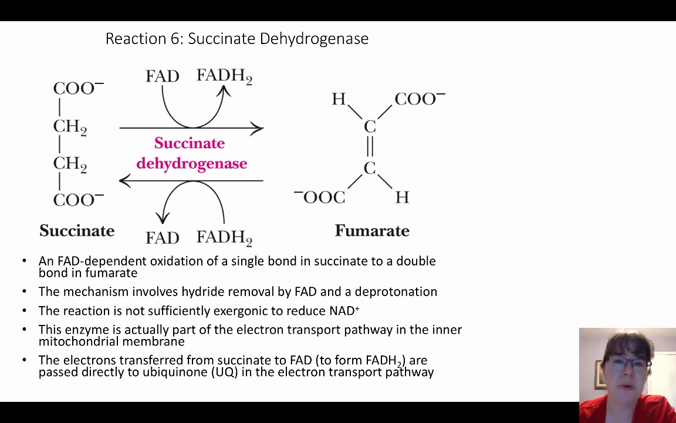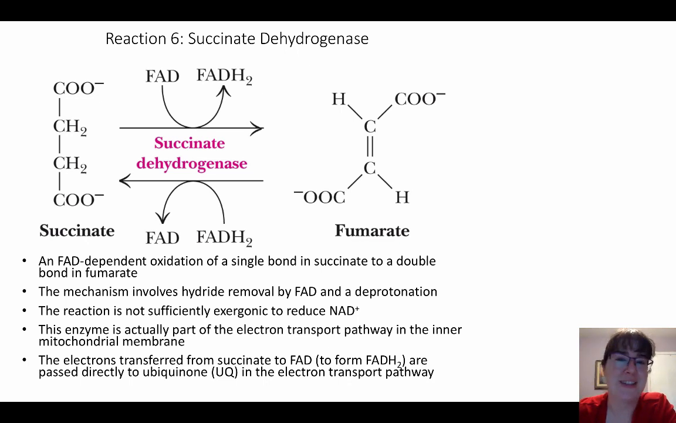Now notice that we're only going to FADH2 here. We're not actually going all the way to NADH. That's because there's not enough energy in this reaction to be able to reduce NAD+. We'll be talking more about the energetics of redox reactions later.